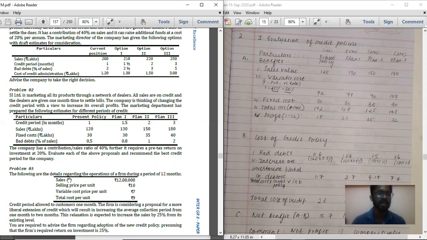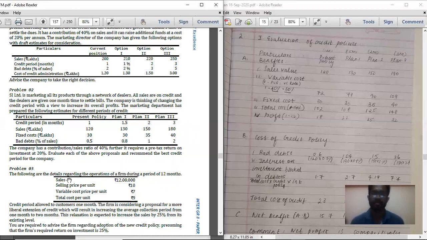Further, it requires a pre-tax return on investment of 20%. That is, if instead of putting the amount in these debtors, they had invested somewhere, they would have got 20% return. So for that interest cost, you should calculate at 20%. Evaluate each of the above proposals and recommend the best credit period for the company. So you as a marketing department manager or cost and management accountant, you should tell which is the best proposal.